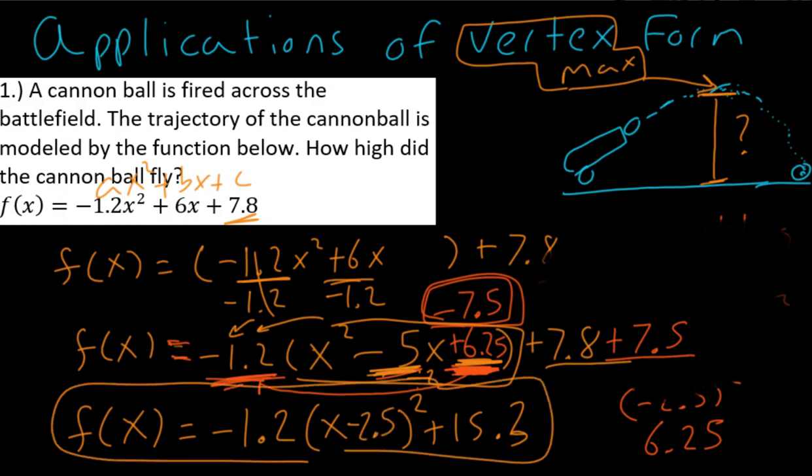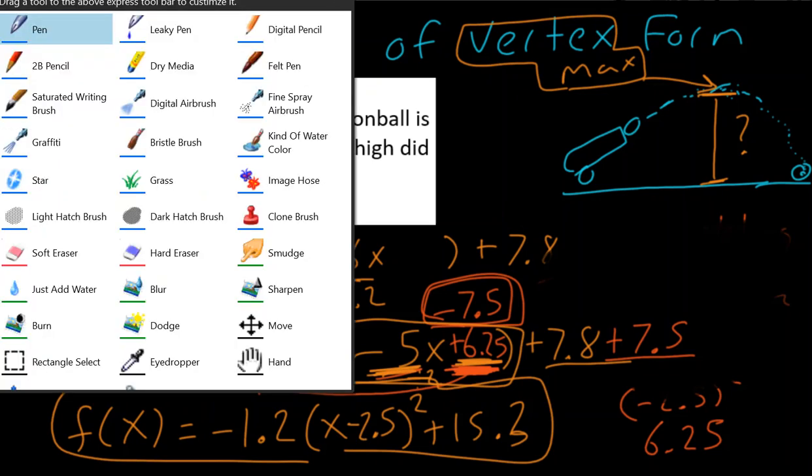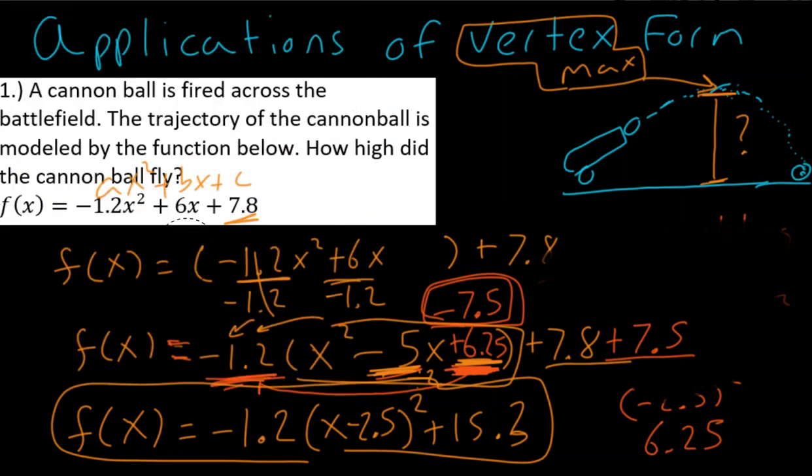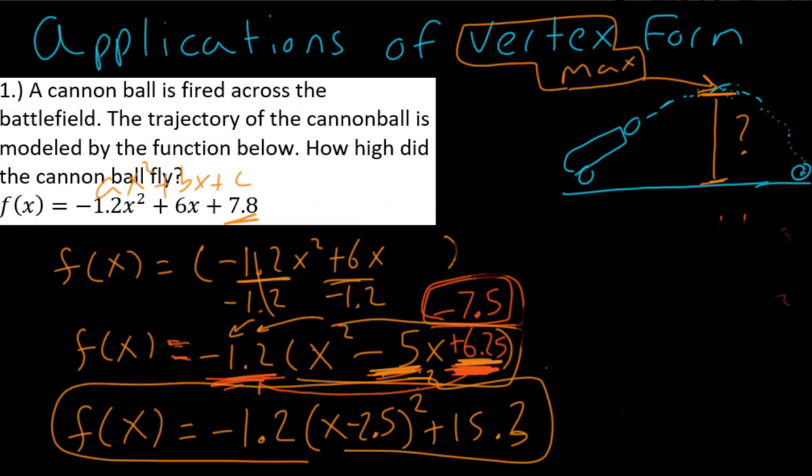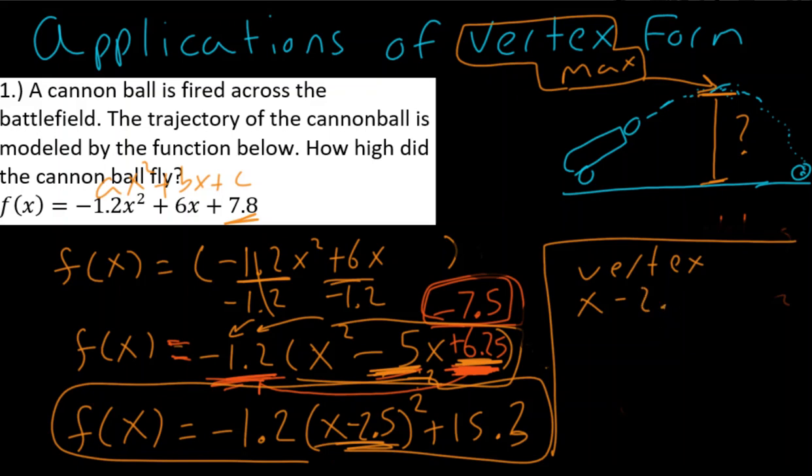There's our vertex form. Now, this still doesn't answer the question, because the question is, how high did this cannonball go? And so let's grab our eraser here and put a little space for ourselves. Okay, so we have this little space. And we're going to say, you know what, for our vertex, we always take what's inside the function, so that x minus 2.5.